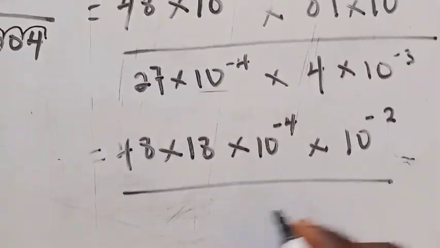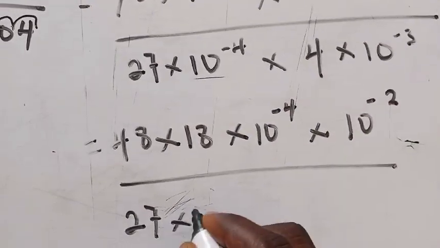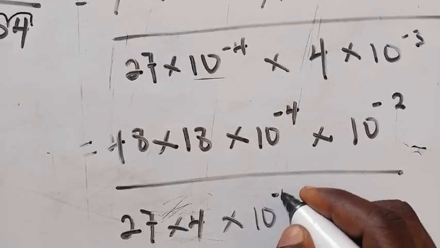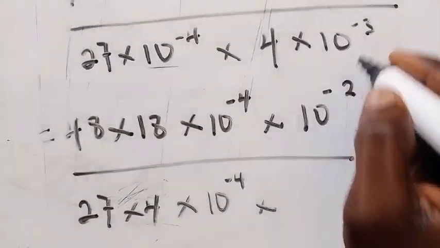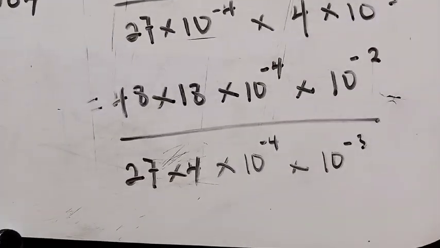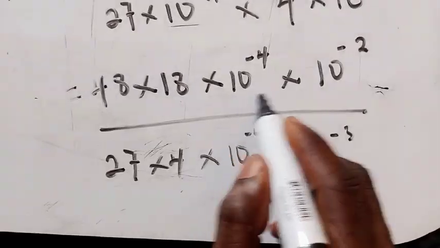So everything down here, we are going to have 27 here. We have 1.4 here. And then multiply by this 10, which is 10 raised to the power negative 4, and then multiply by this 10 here, that's 10 raised to the power negative 3. Is that okay? So we know how to handle this guy and this guy here, as well as these people, right?